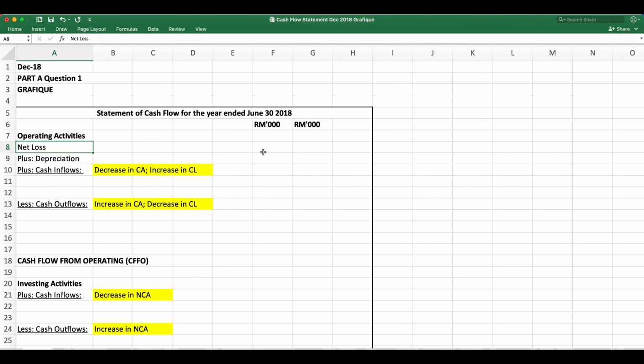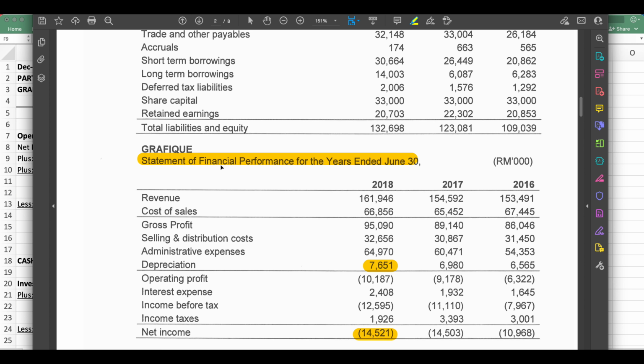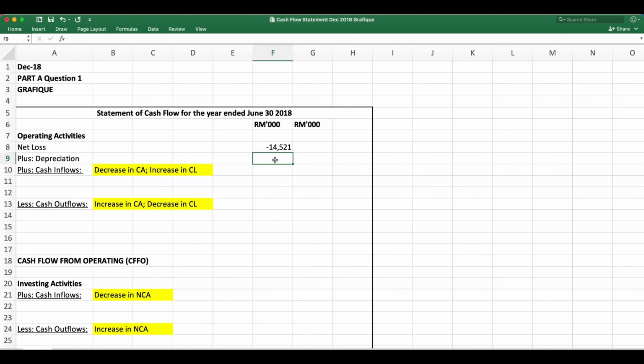Net loss of the company is a negative 14,521. Next step is to add back the depreciation because depreciation is a non-cash expense. So that's why we add back the cost of the depreciation. Go back to the question and check how much the depreciation is for the year 2018. Looking here, the depreciation is 7,651. So we are going to add back 7,651 here.